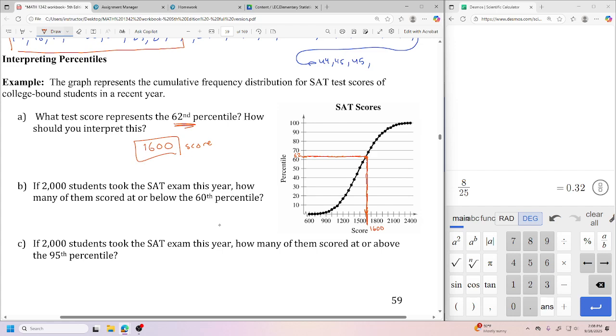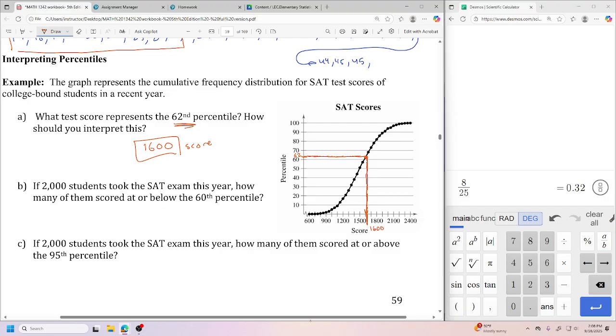There we go. Oh, this is SATs. Does the SAT still have those kind of scores? Is that a normal thing? No. They changed it? Oh, okay. Oh, really? Oh, okay. All right.